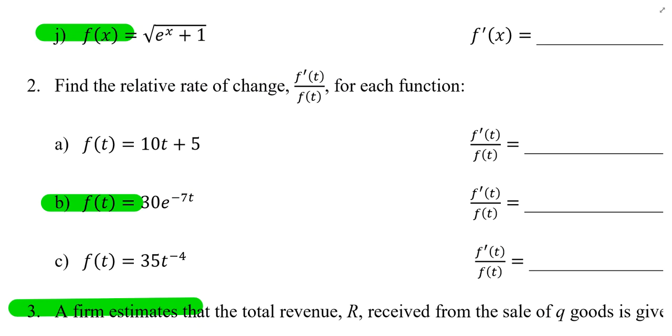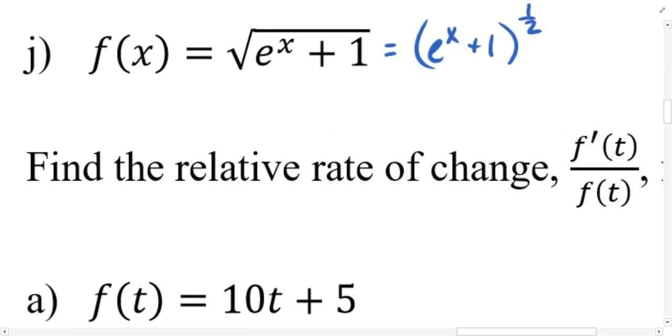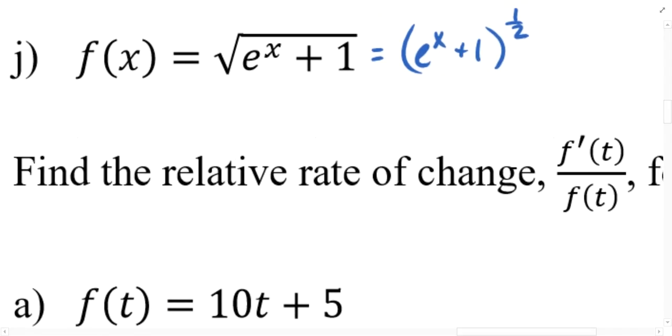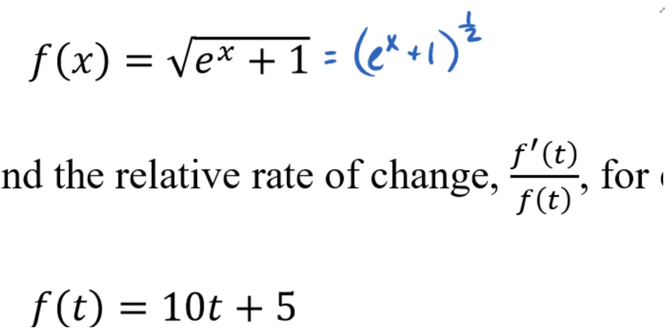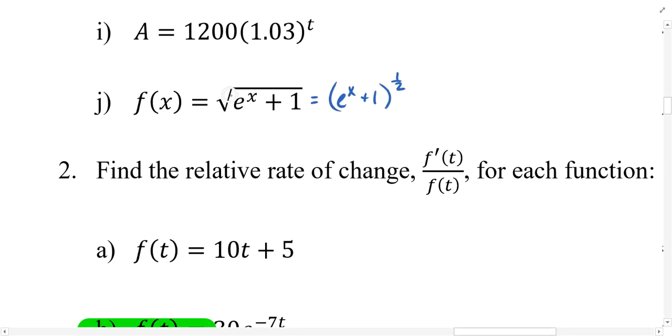For part J of our third packet, I would probably rewrite this function, or at least think about it in this other form. Instead of the square root of e to the x power plus 1, let's treat this as e to the x power plus 1 raised to the 1/2 power. If you recall, any radical can be written as a fractional exponent, and so the square root would be a 1/2 power. A cube root is a 1/3 power, and so on.